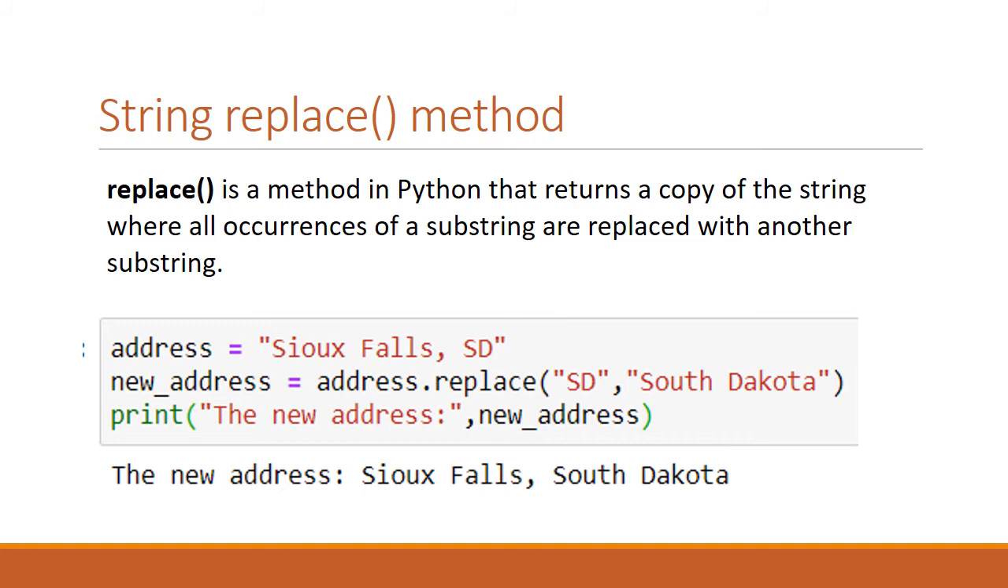So we have our string address dot replace, and then we specify what substring we want to replace, and that's SD. What do we want to replace it with? South Dakota. So it calls replace, replaces SD with South Dakota, returns that string and assigns it to new address. We print out our new address and we see that the new address is Sioux Falls, South Dakota.